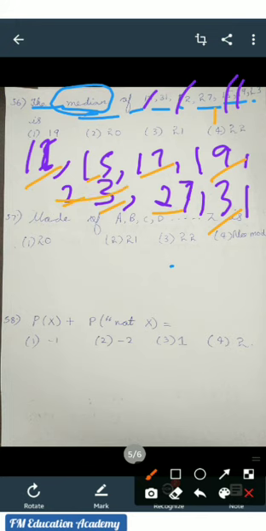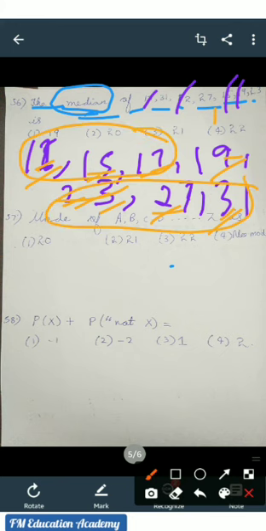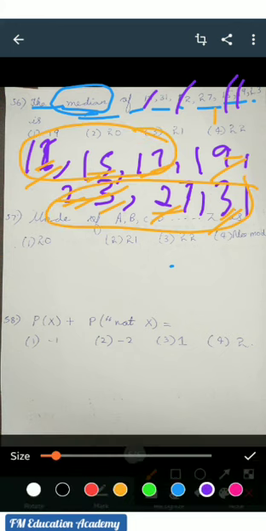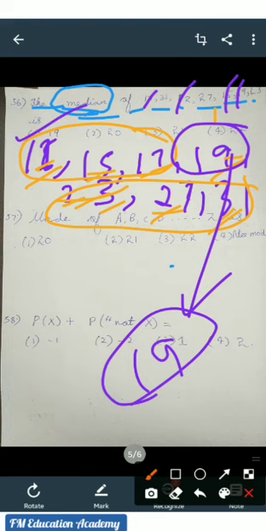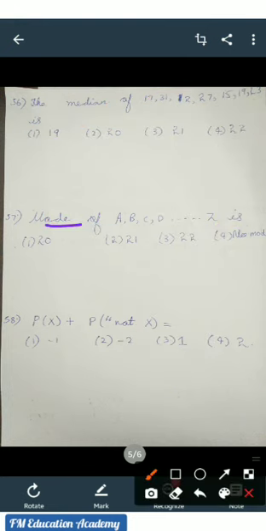1, 2, 3, 4, 5, 6, 7 observations are there. Whenever the number of observations is odd, what is the median? Median is nothing but the middlemost observation. So if you take out 3 from the starting and 3 from the last, you'll get the median equals 19. So what is my answer? Option 1.